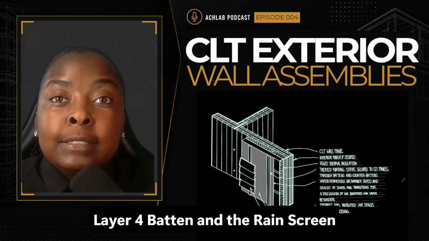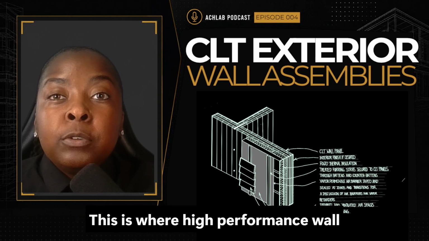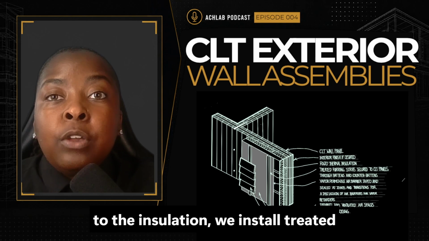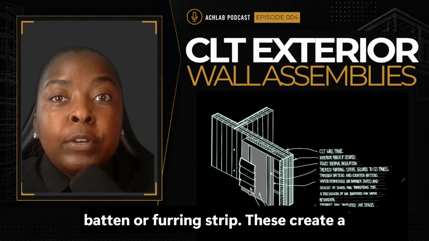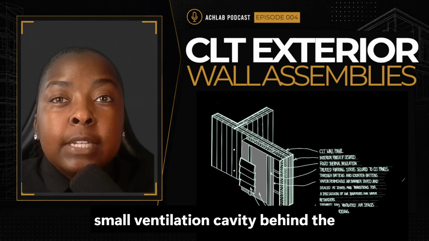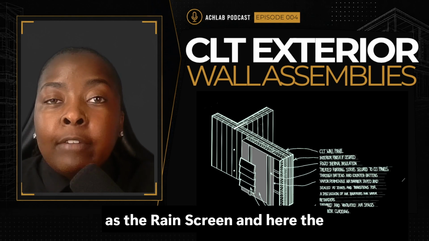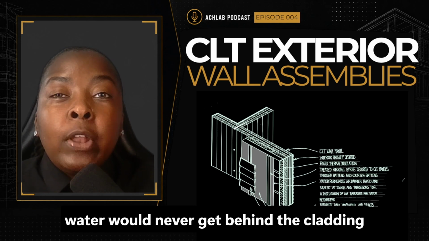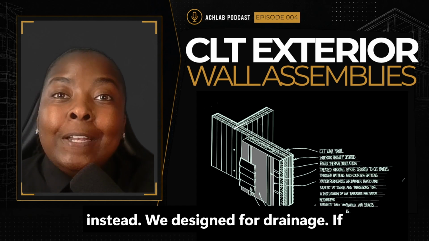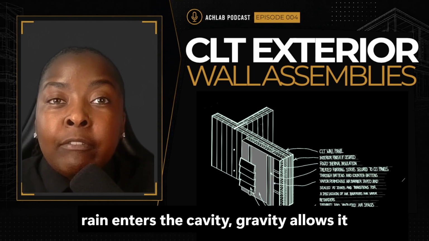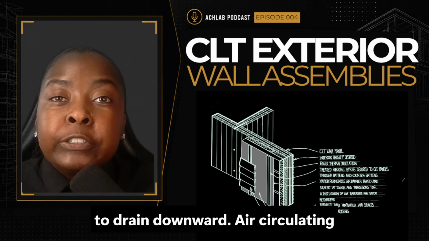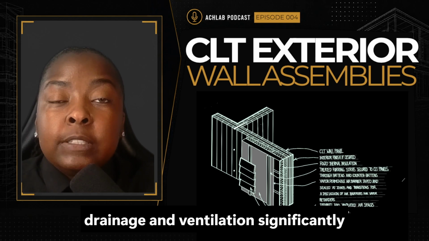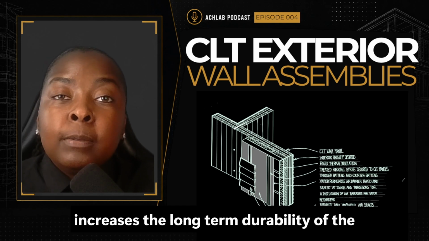Layer 4, battens and the rainscreen. This is where high performance wall designs become really interesting. Rather than attaching exterior cladding directly to the insulation, we install treated batten or furring strips. These create a small ventilation cavity behind the exterior cladding. This cavity is known as the rainscreen, and here's the philosophy behind it. We don't assume water will never get behind the cladding. Instead, we design for drainage. If rain enters the cavity, gravity allows it to drain downward. Air circulating through the cavity helps everything dry naturally. And that combination of drainage and ventilation significantly increases the long-term durability of the wall assembly.